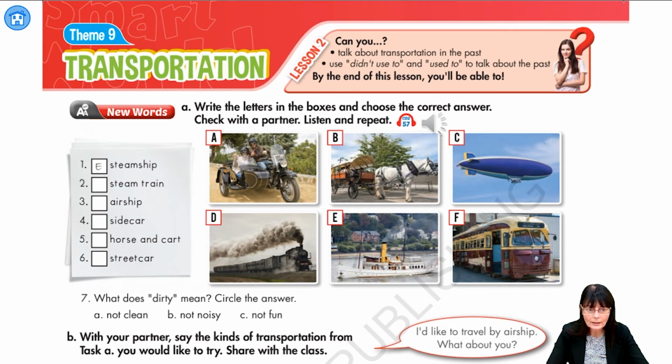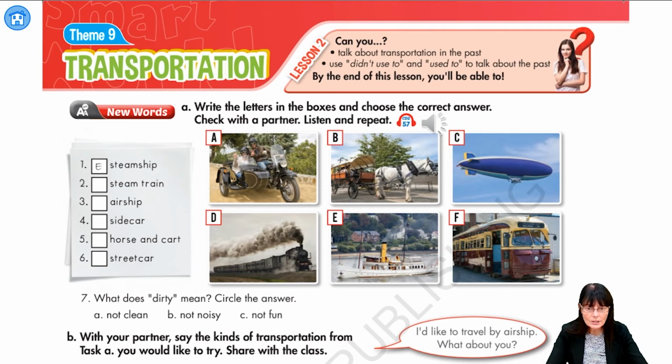So number 1, we have steamship. Number 2, steam train. Number 3, airship. And number 4, sidecar. And number 5, horse and cart. And number 6, streetcar.